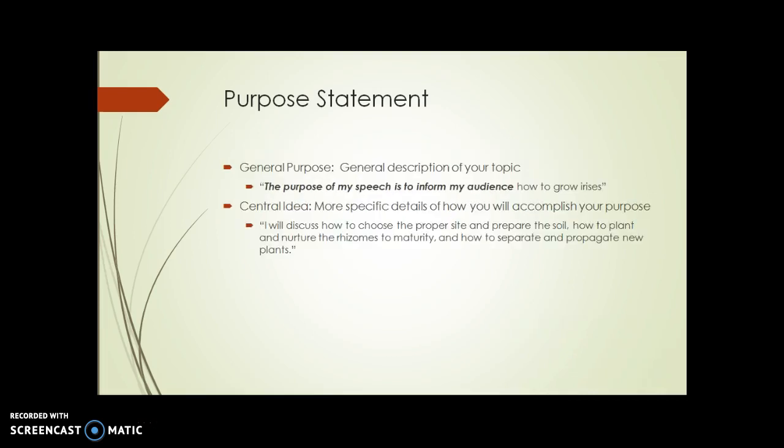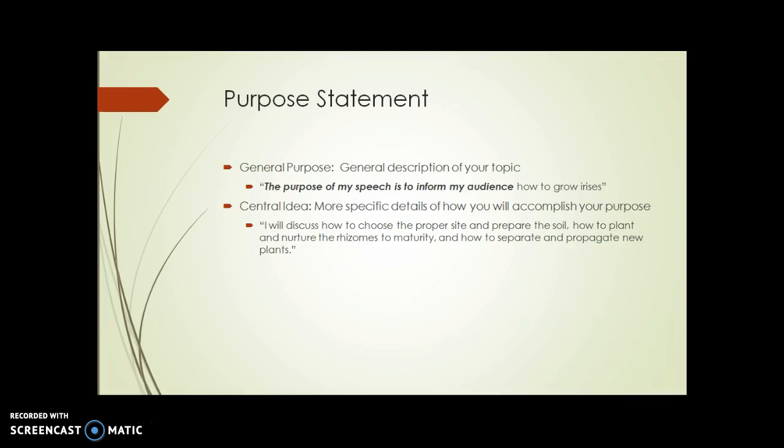Now, once you have sort of thought about those ideas, then it's time to write your purpose statement. Your purpose statement is comprised of two basic sentences. There is a general purpose sentence, and then there's a central idea sentence. The general purpose sentence is a general description of your topic. It always begins with the phrase, "The purpose of my speech is to inform my audience..." The central idea takes and fleshes out that purpose a little bit more. It gives a few specific details on how you will accomplish your purpose.